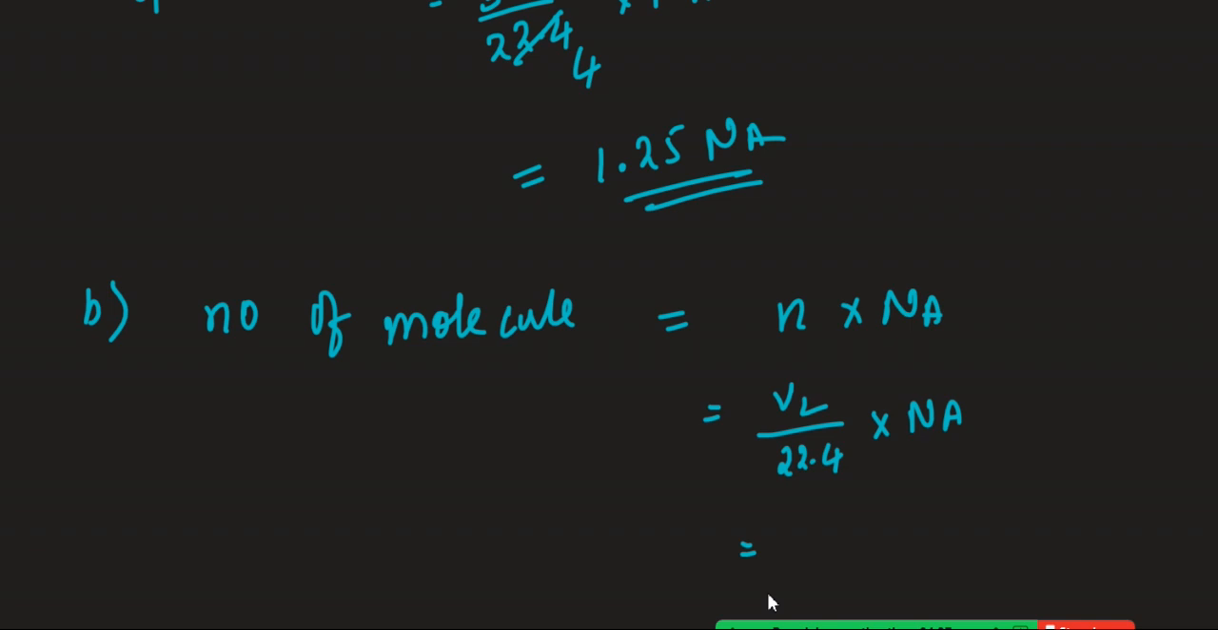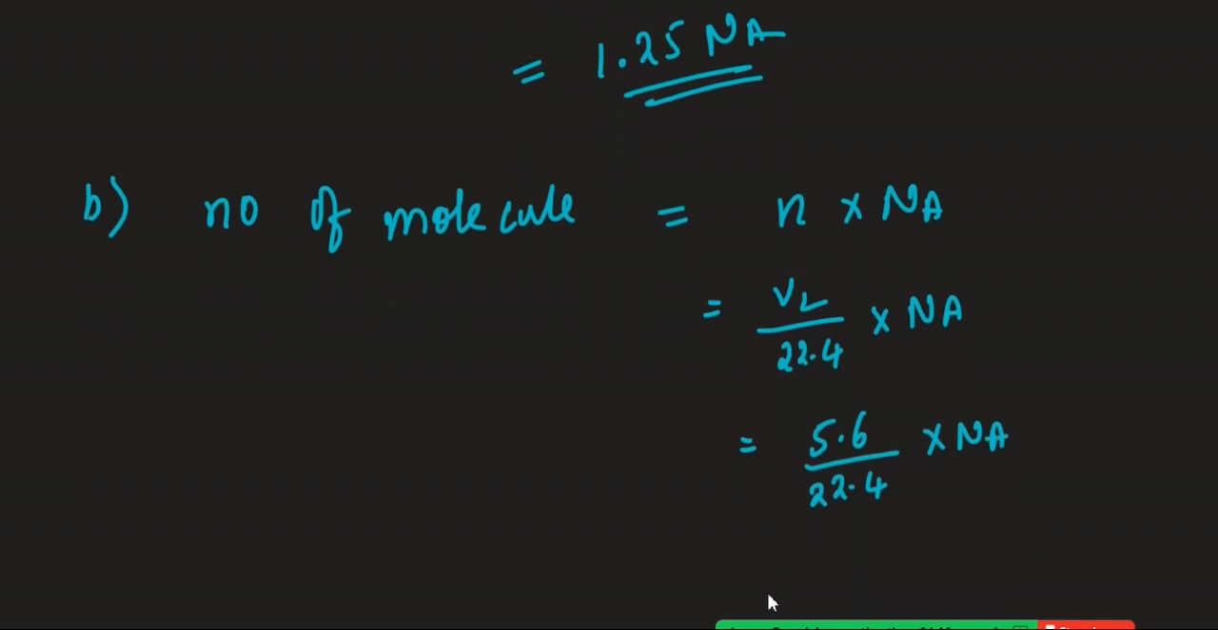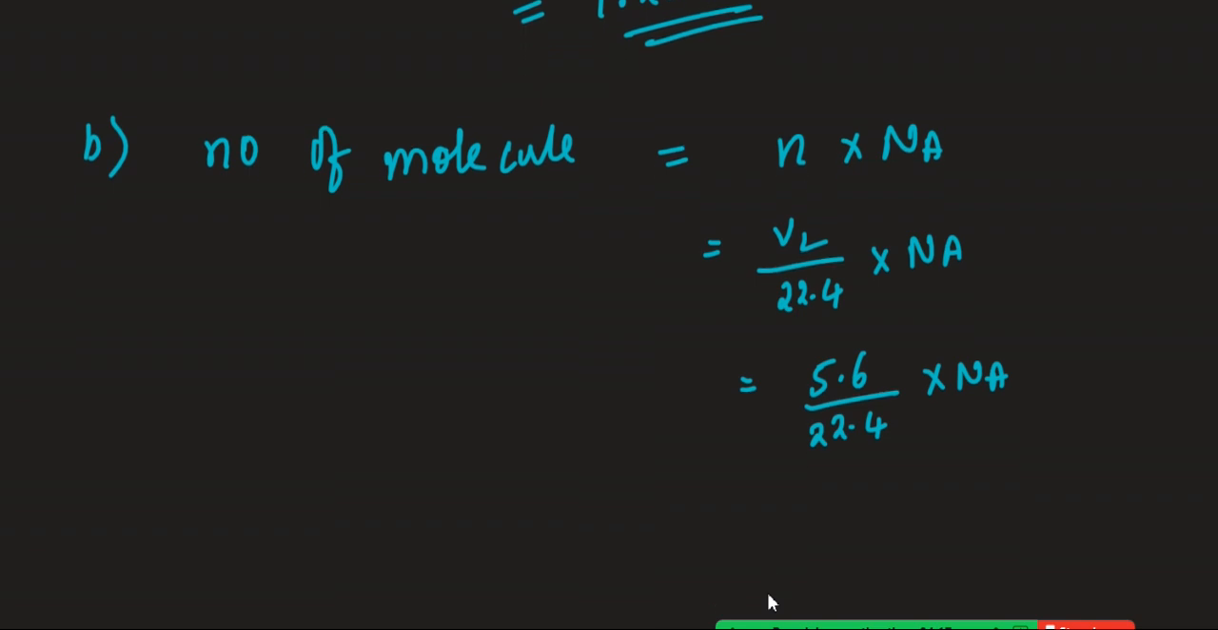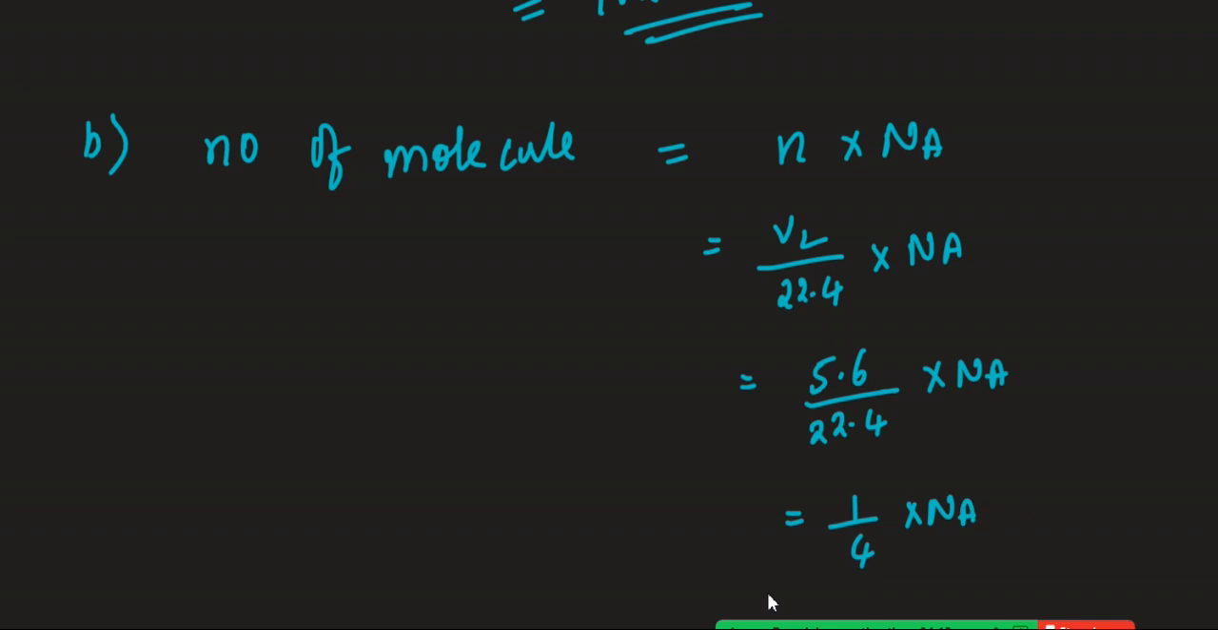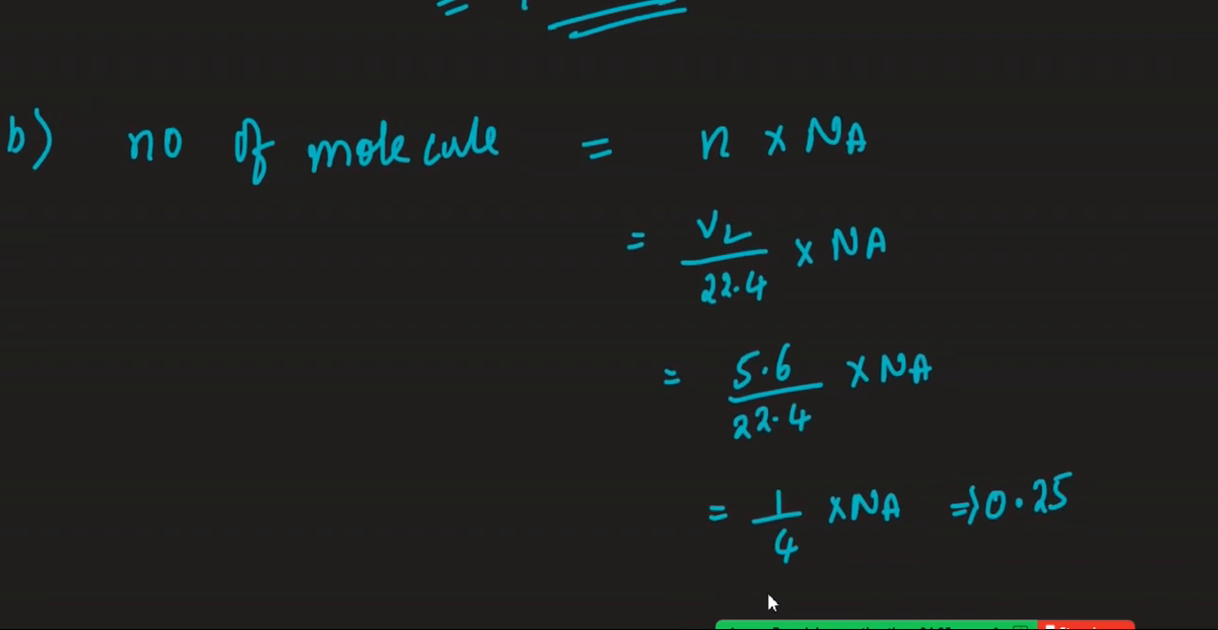Right. So what is the volume they have provided? 5.6 divided by 22.4 into Avogadro's number. Which is nothing but how much will you get? 1 by 4. 1 by 4 into Avogadro's number, which is nothing but 1 by 4 means 0.25. Is it correct? 0.25 times Avogadro's number.